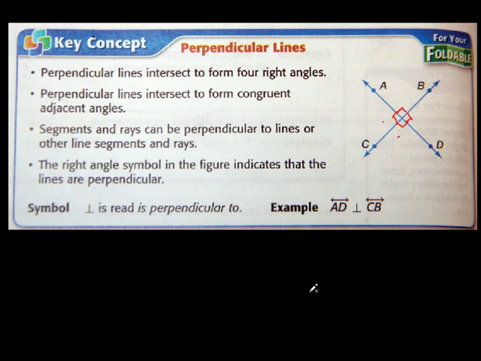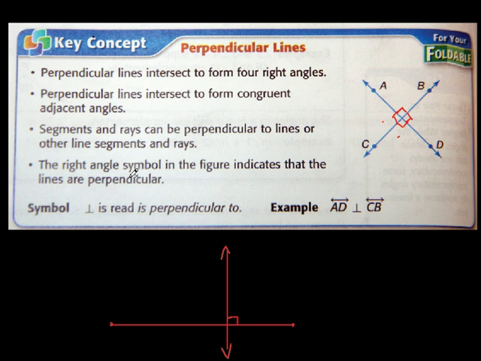Let me show you what they're talking about here. So it says segments and rays can be perpendicular to lines. So let's have a segment. All right, so we'll say that that's a line segment, and that can be perpendicular to a line. So I could have a line that goes like this, and this line could keep on going forever. And if that line and that segment form a right angle, then they're perpendicular. So they don't have to be lines, okay, perpendicular lines. You can have perpendicular rays, you can have perpendicular line segments, you can have perpendicular lines, and you can have a mixture of all those in between.